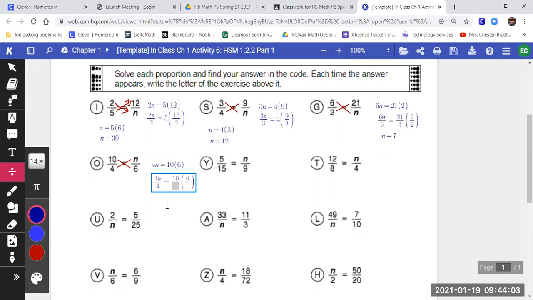Okay. What times what makes 4? Because when we say what times what, that means we have two numbers, right? What times what makes 4?